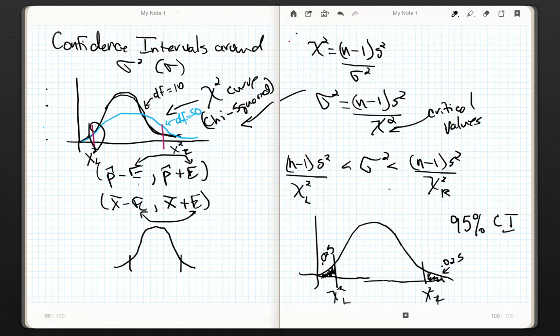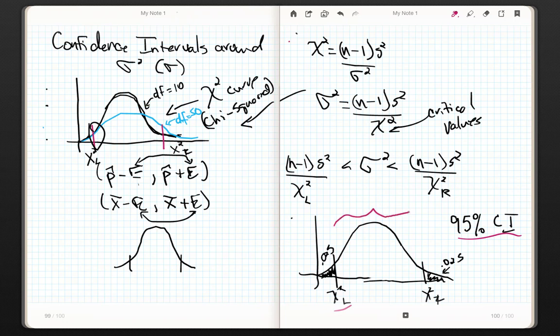I'll show you guys how to do this. Now the most important thing that you get out of this is that the hardest one to find is this guy right here. So think about this. If I'm doing a 95% confidence interval, basically the way the tables work is they always give areas to the right of the critical value.